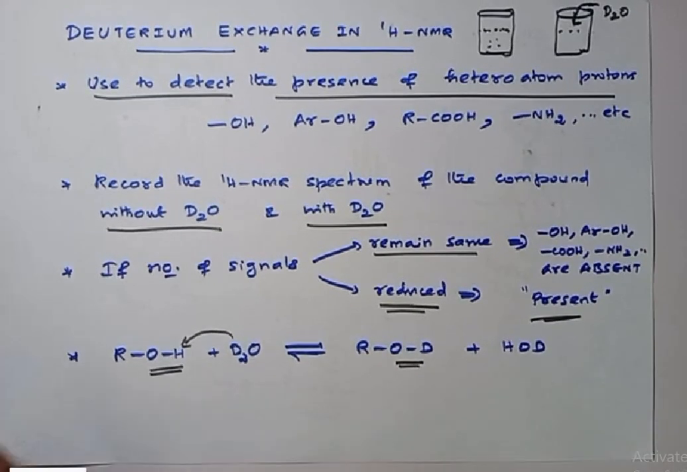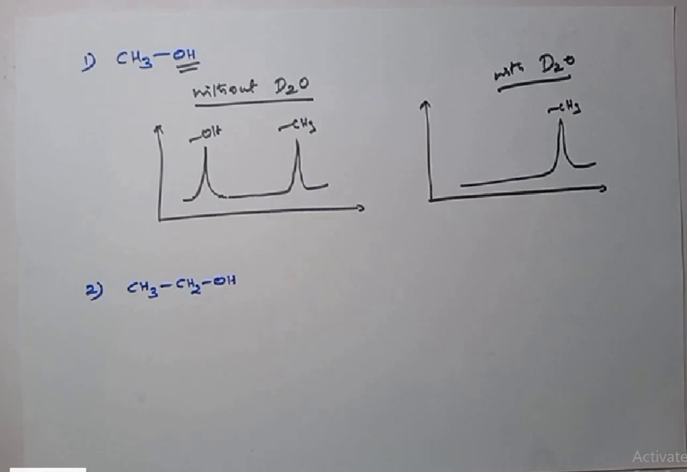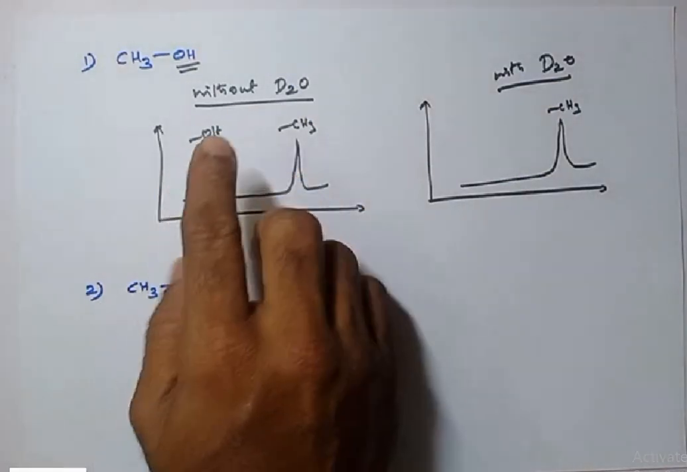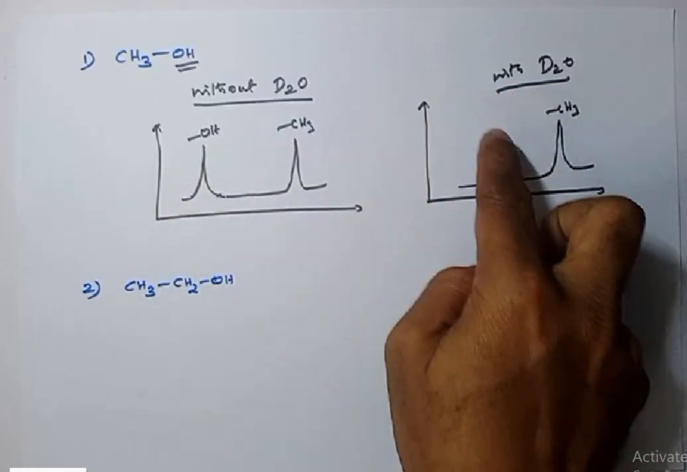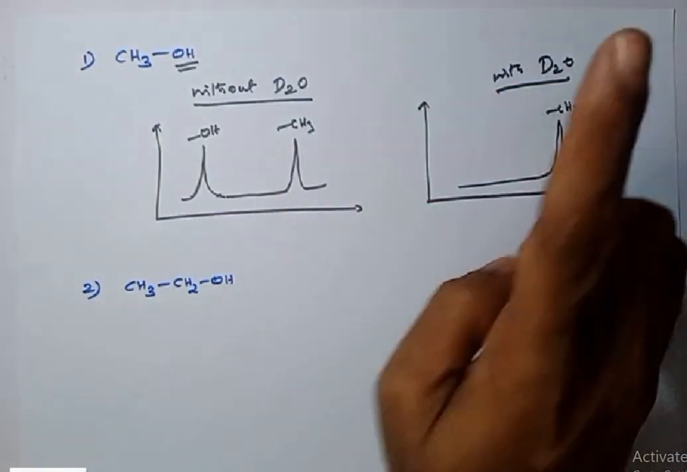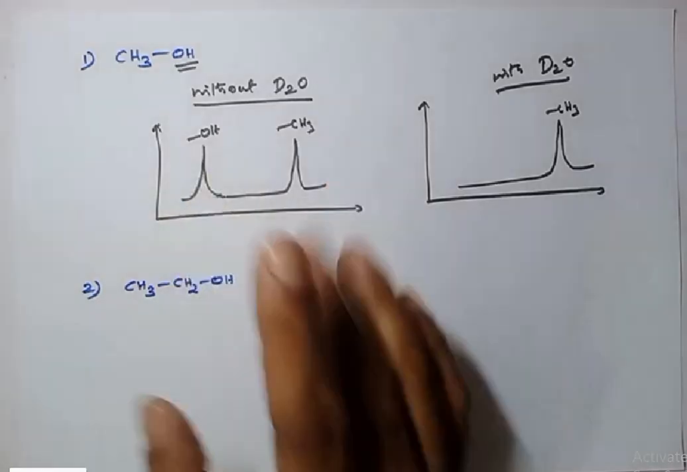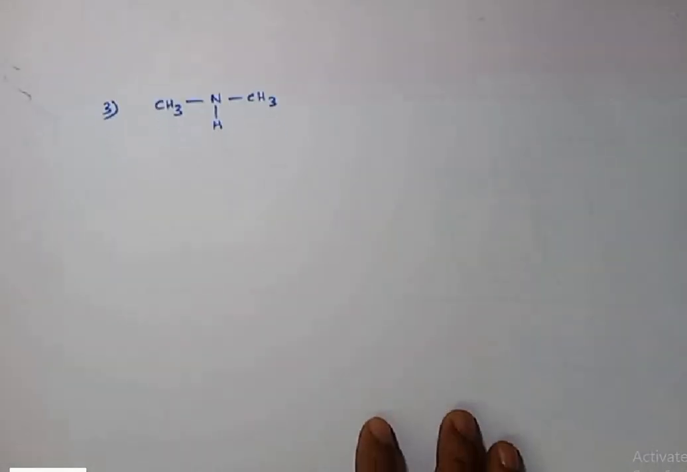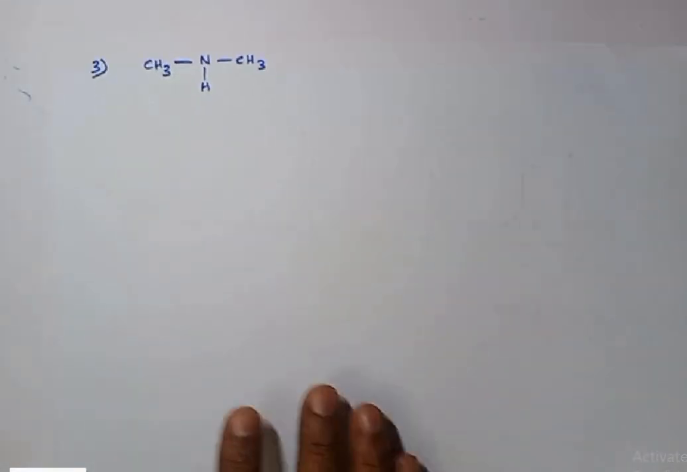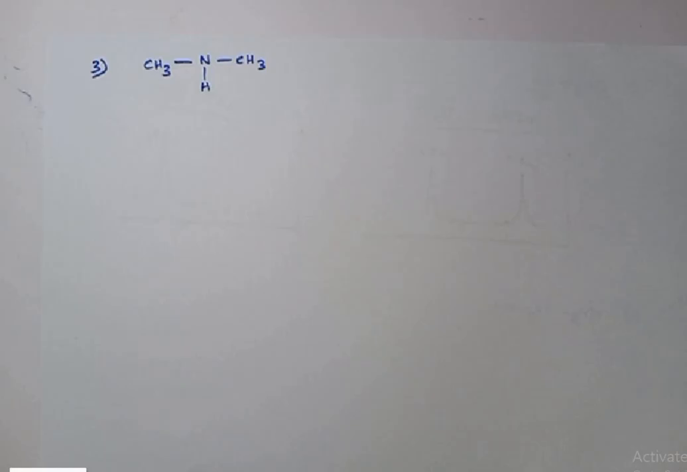Now let me give an example. See, in the case of methanol, without D2O we get 2 signals. With D2O, the OH signal disappeared and we get only 1 signal. A similar thing happens for ethanol and other compounds. Here I have given a secondary amine. Here also the same thing will happen.